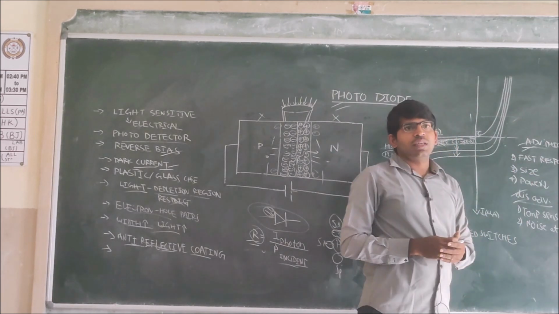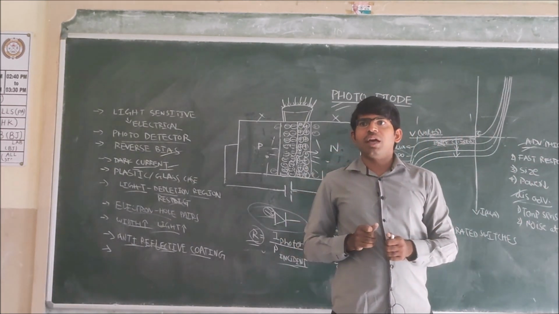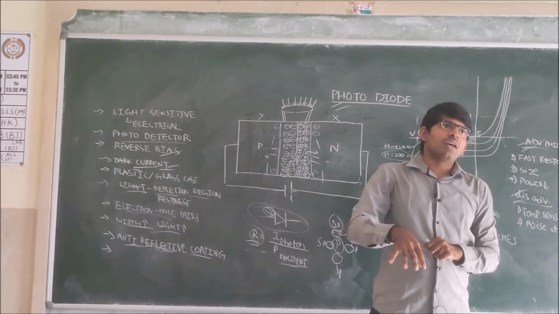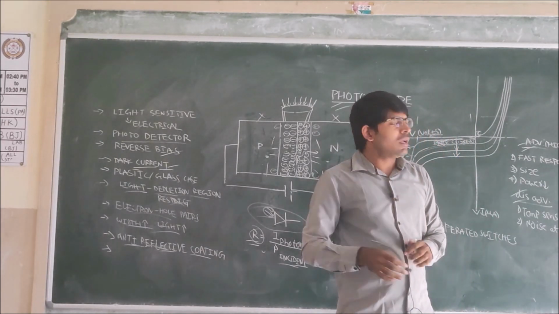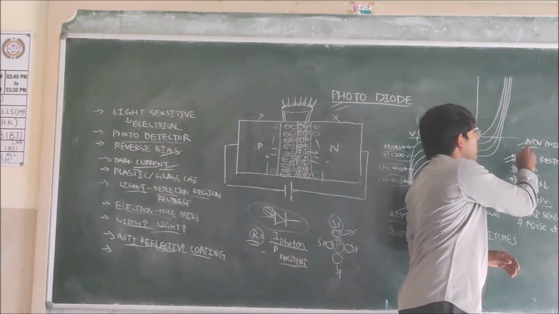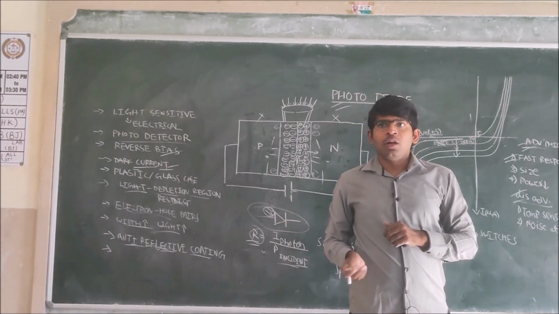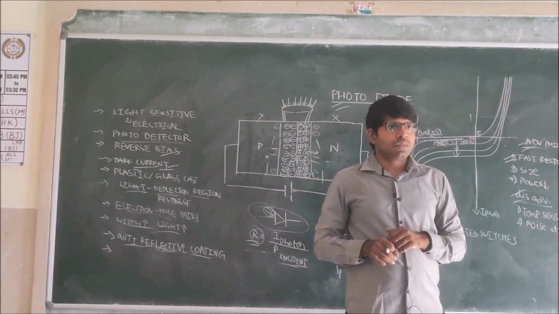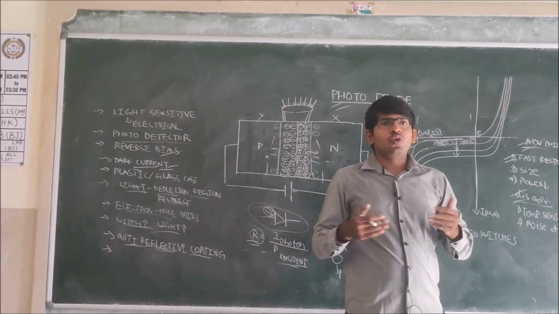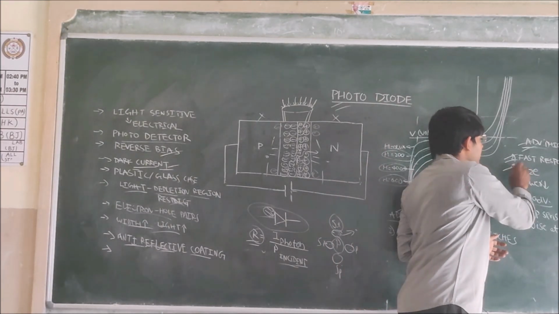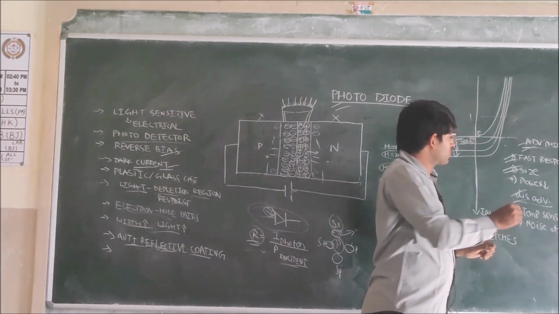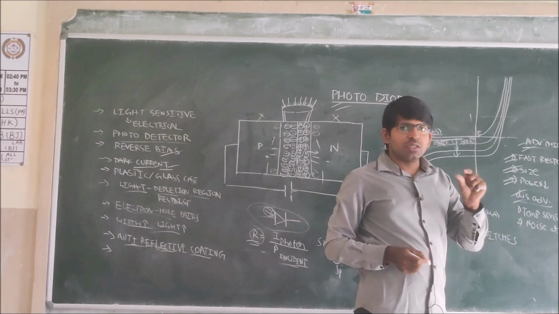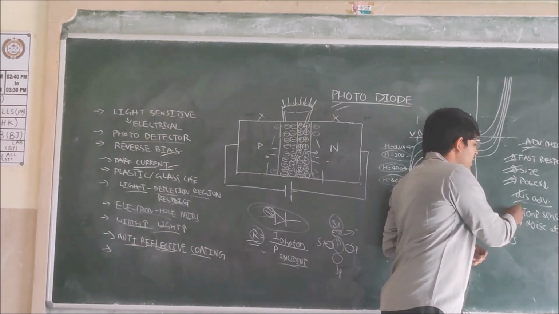What is the advantage? It is highly sensitive towards the light. When light is falling on this region, immediately with the light, the electrons are coming from the covalent bonds. The response is fast. Electron hole pairs are being formed quickly. You can see the photodiode size is very small, and the power consumption is also very low.